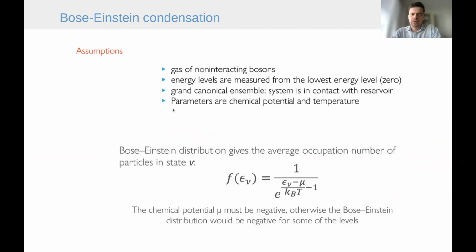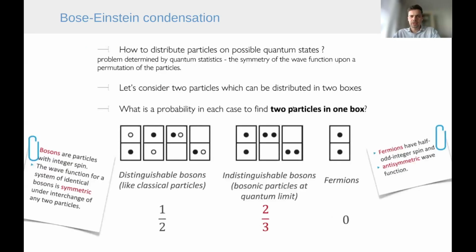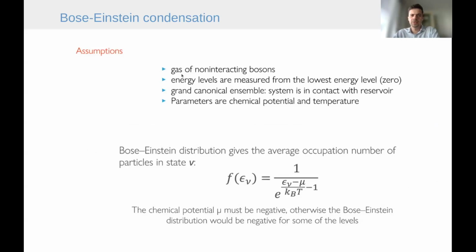Okay, so let's now maybe look at the statistics in a more systematic way. We can just apply the standard method of statistical mechanics adapted to the quantum case, taking into account that our statistical combinations are limited in the case of bosons. If we do that, and we assume that we have bosons which are non-interacting, that we have energy levels that are measured from the lowest energy level, just for simplicity, so our ground state is at 0 energy.